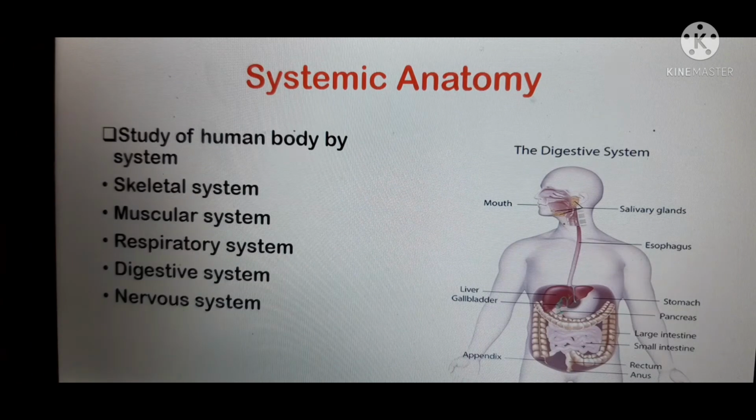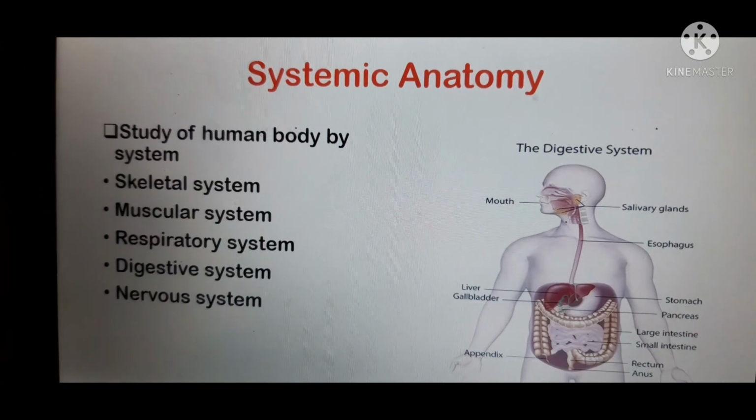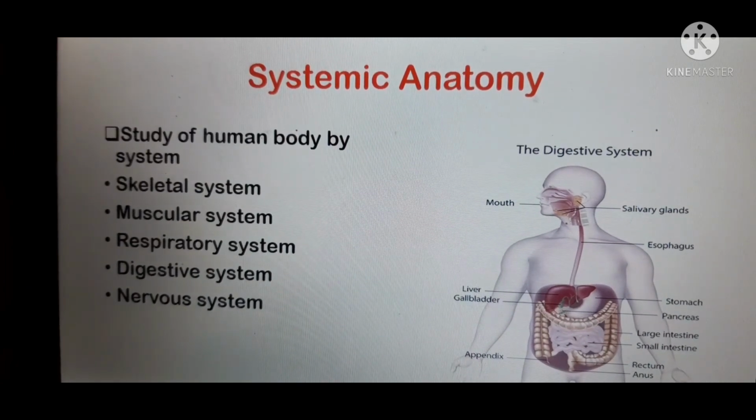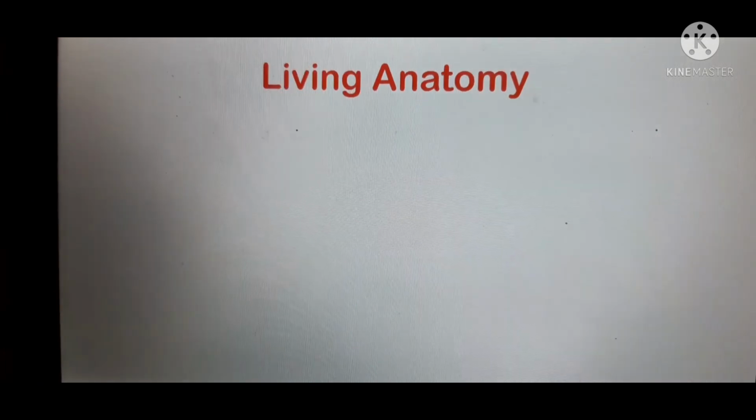In every system, there is a group of structures that work together to perform a unique body function. For example, in the digestive system, the organs are the mouth, esophagus, stomach, small intestine, large intestine, rectum, and anus. They work together to turn your food into nutrients and energy. So system-wise study is called systemic anatomy.